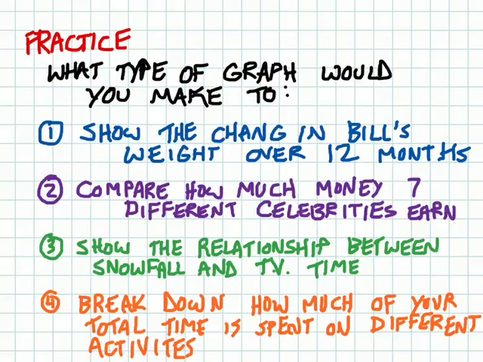All right, so here's your practice for the lesson. You don't have to make any of these graphs, but you do have to say what type of graph you would make and why. So for number one, if you were going to make a graph to show the change, which is missing an E, to show the change in Bill's weight over 12 months, what sort of graph would you pick to show that?